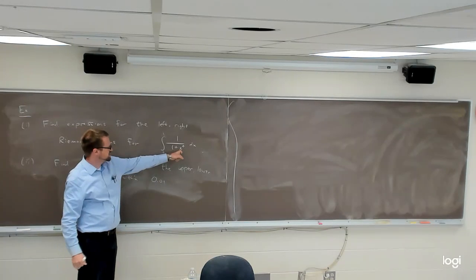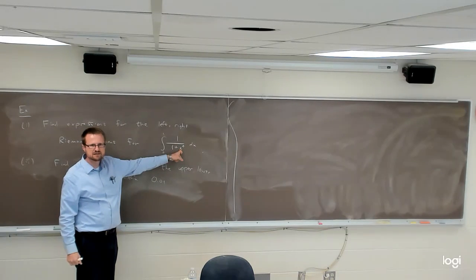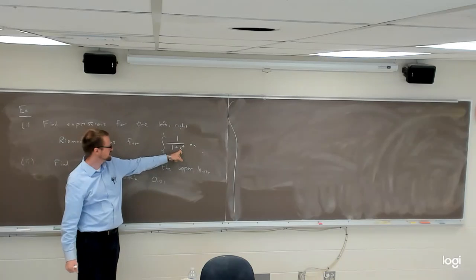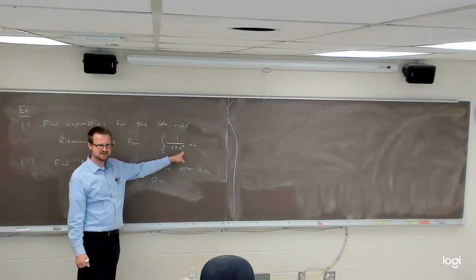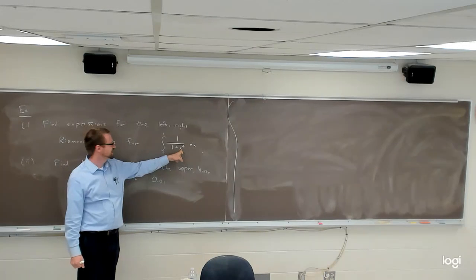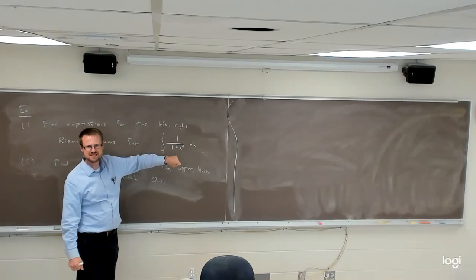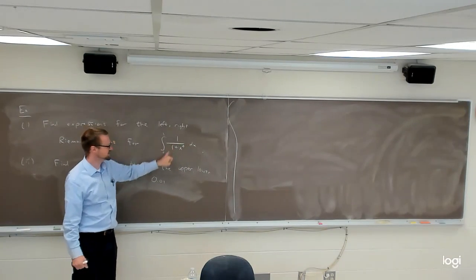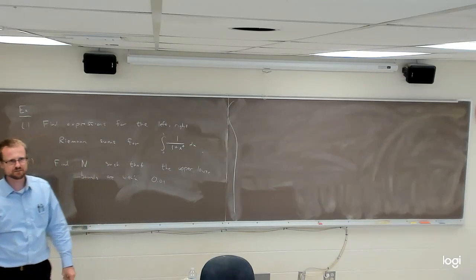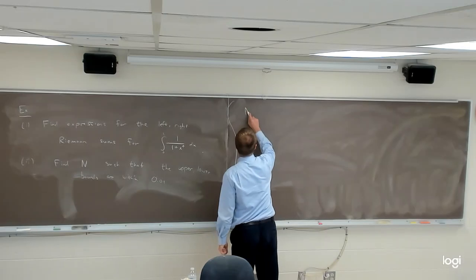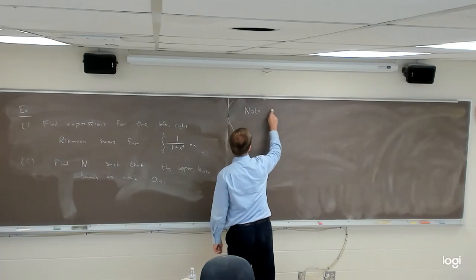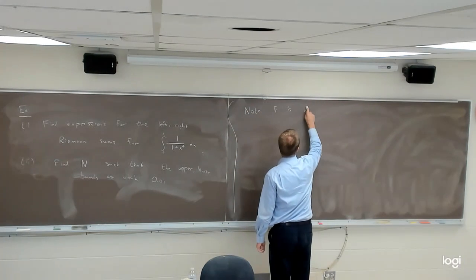Well, the bigger a number is, the bigger its 4th power. So if x is bigger, then x to the 4th is bigger. And that makes 1 plus x to the 4th bigger. And that makes this reciprocal smaller. So the bigger I make x, the smaller I'm going to make this function. It's a decreasing function. So note f is decreasing.